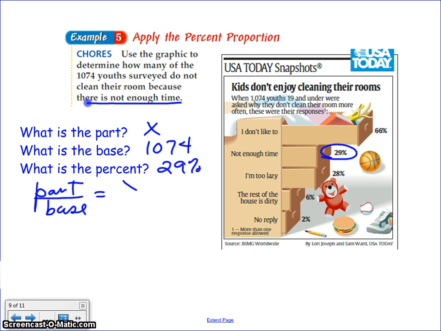Okay, we have a part over a base equal to a percent, or x over 100, right? So our part we don't know. Our base we do know. It's 1074. Our percent we do know. It's 29%, or 29 over 100. I'm not going to do the multiplication on this one, but you will cross multiply and solve and find out how many youth actually don't clean their room because they don't have enough time. I'd like you to solve the rest of this problem on your paper and have an answer for me for next class.